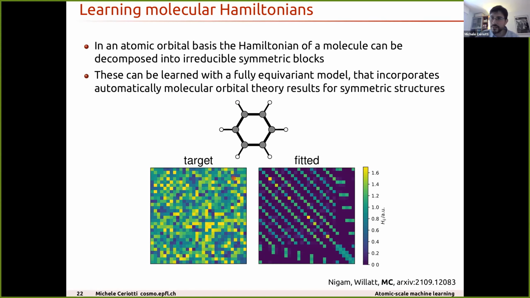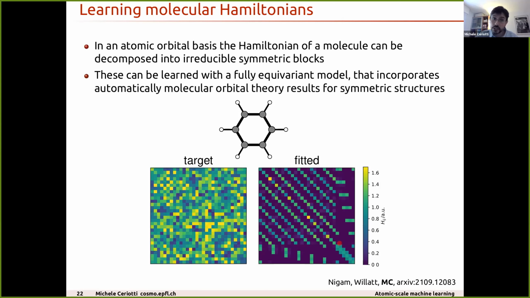And what is really nice is that this model implicitly knows about all of these symmetries, which means that we can take a matrix that we interpret as the Hamiltonian of benzene, and we fill it with random numbers, literally randomly generated numbers. And the model just cannot learn this because this is inconsistent with the symmetry of the molecules.